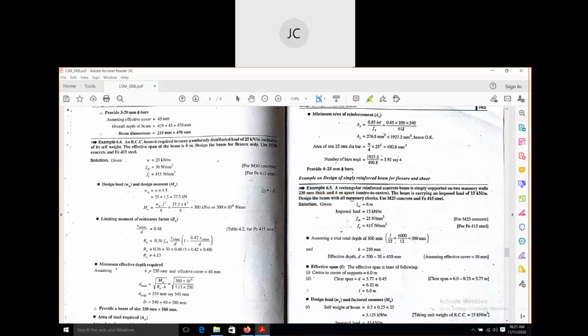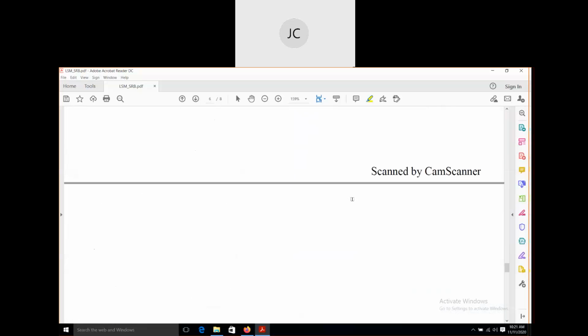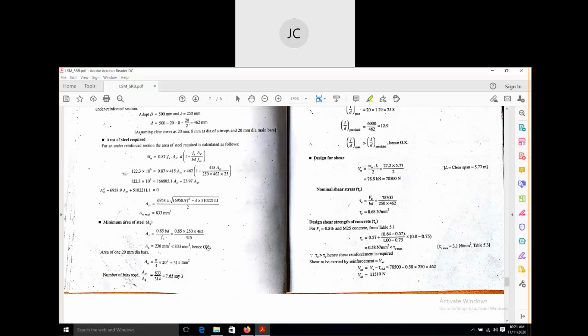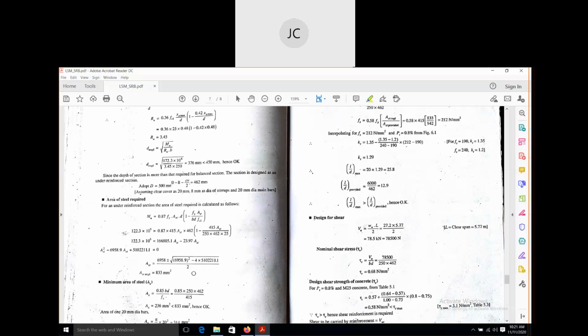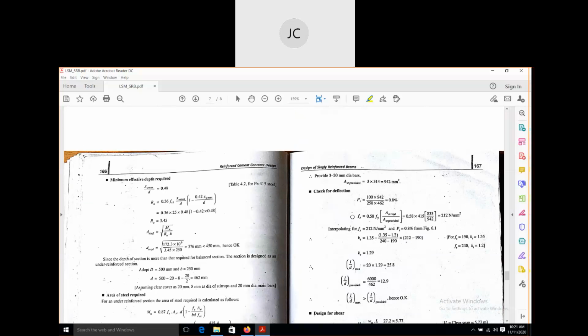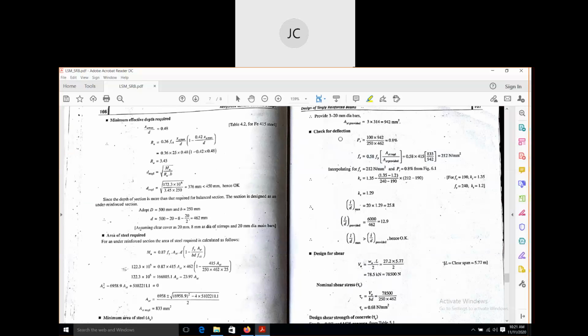So I will explain that part again in this problem. I hope all of you can find out up to the area of steel and the number of bars. It is very easy. Now here again I will explain this part, the check for deflection, because this is a very important part. Without understanding this part, you cannot complete the problem.